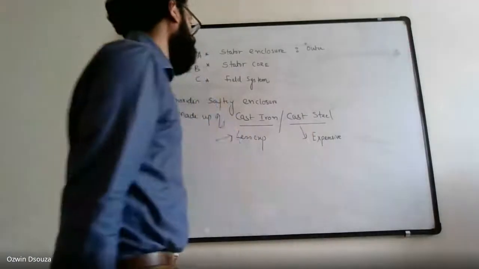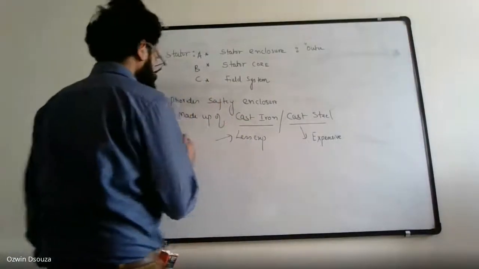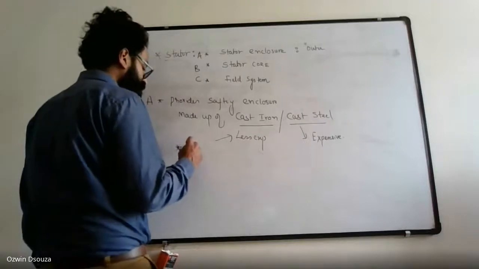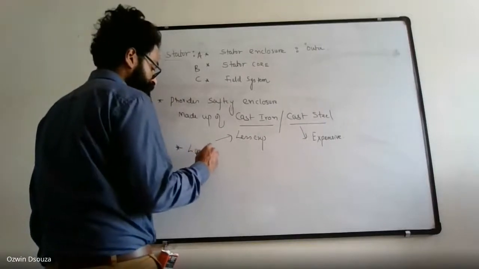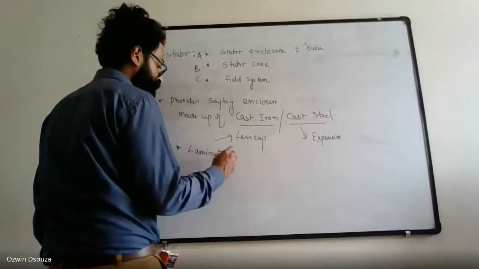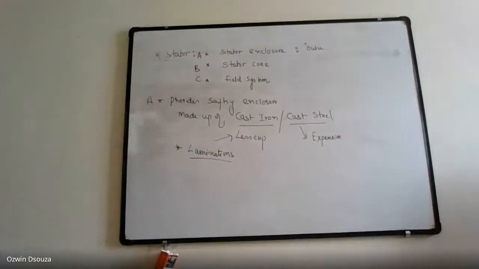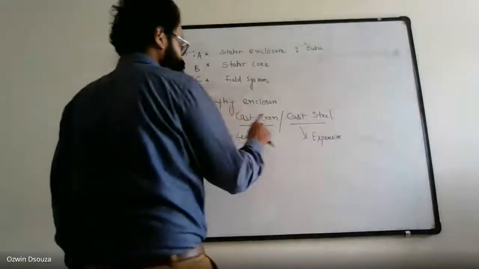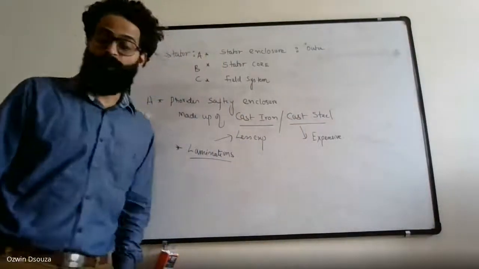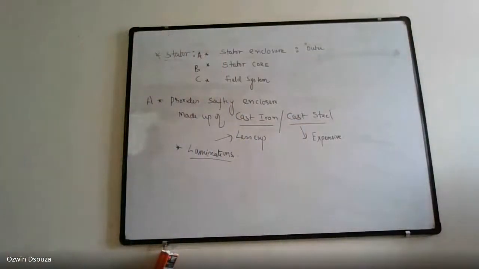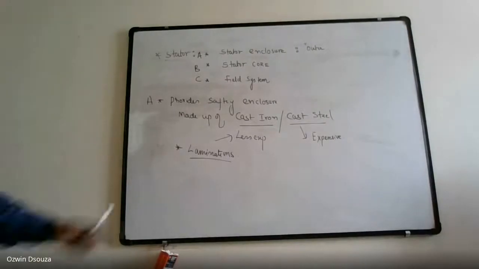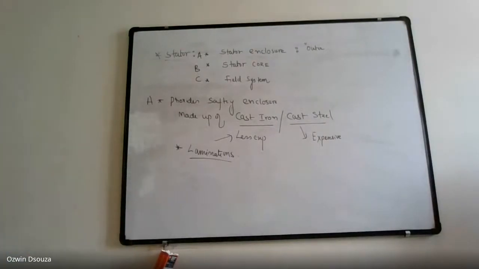All right, and this enclosure is made up of laminations. You know why laminations? Because laminations are going to reduce the eddy current losses, and a good magnetic material such as cast iron or cast steel can bring down the hysteresis losses. So that's about the first part of this stator.